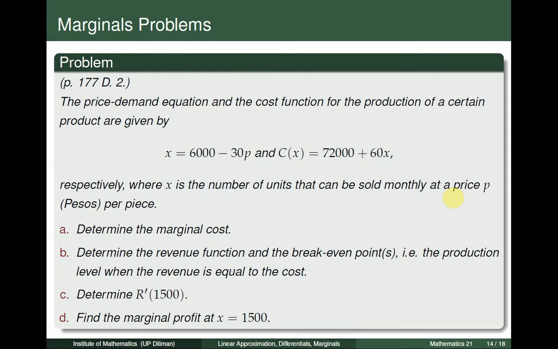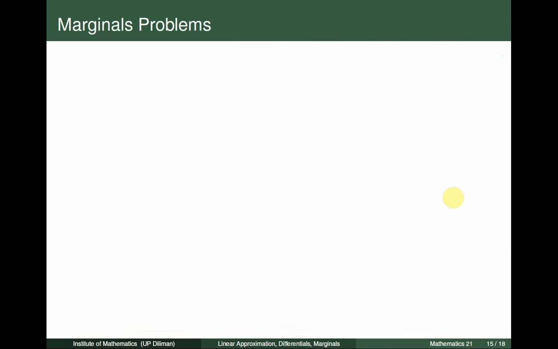If you want to solve this problem without looking at the solution first, you may pause the video now. I'll give you 5 seconds. Let's solve this problem. Let's start with A. So what is the marginal cost? That's right. The marginal cost is the derivative of the cost. It's just C prime of x.